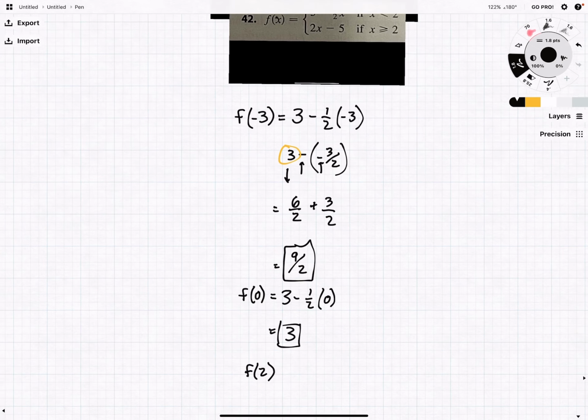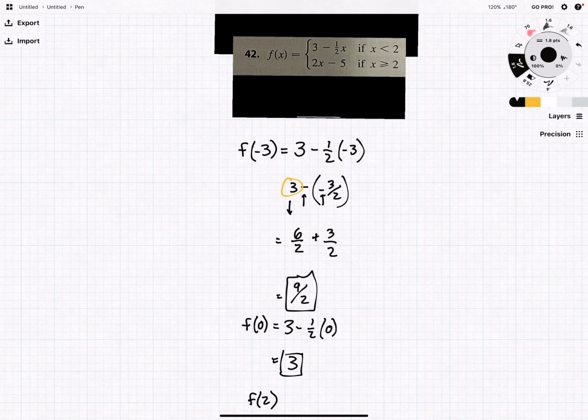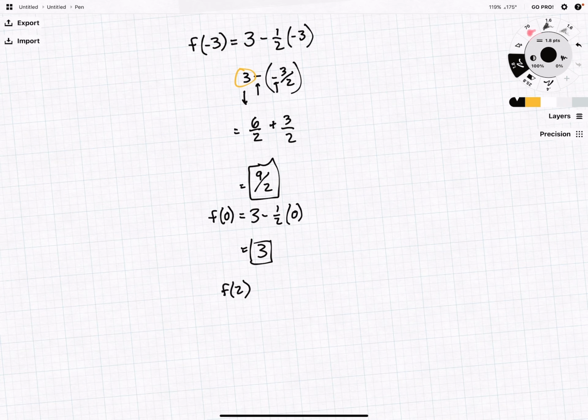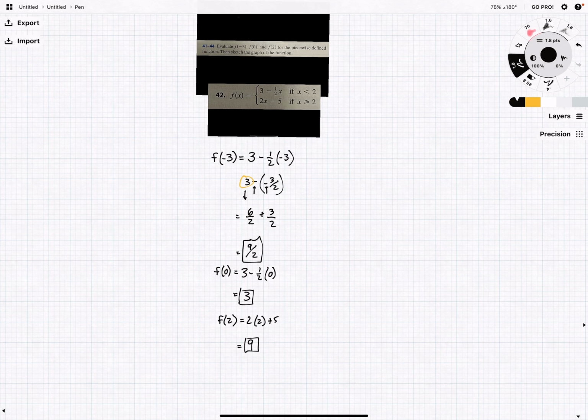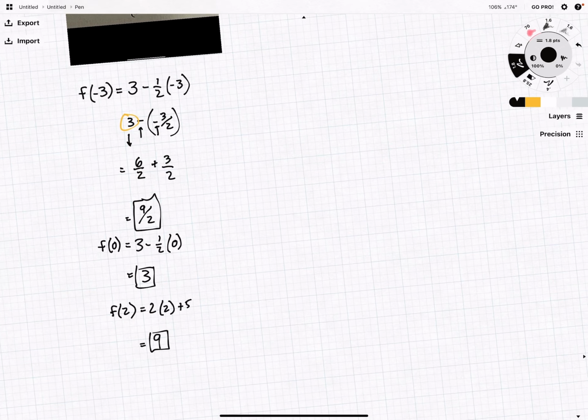f of 2. And so we'll have to be pretty careful now, because it says if x is greater than or equal to 2, then we'll use 2x plus 5. So because this is equal to 2, we'll use 2x plus 5. So that's 2 times 2 plus 5, and that's going to be equal to 9. So now we have our 3 answers, and I believe it says then sketch the graph of the function.